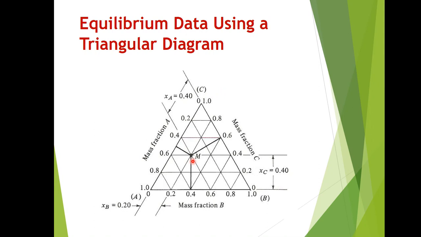The bulk phase M is the phase resulting from the mixing of your feed and your solvent. When your feed phase and your solvent phase mix, they form the bulk phase M. And we are interested in determining the concentration of A, B, and C in this bulk phase M. How would you be able to read that in this equilibrium triangular diagram?